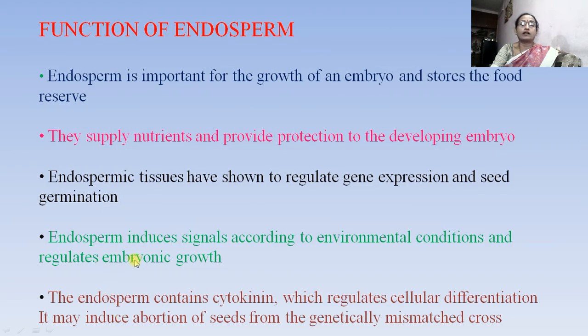Then functions of endosperm. Endosperm is important for the growth of the embryo and as a stored food reservoir. Thus, it supplies nutrients and provides protection to the developing embryo. Endospermic tissue has been shown to regulate gene expression and seed germination. Endosperm includes signals according to environmental conditions and regulates embryonic growth. The endosperm contains cytokinin which regulates cell differentiation. It may induce abortion of seed from a genetically mismatched cross.